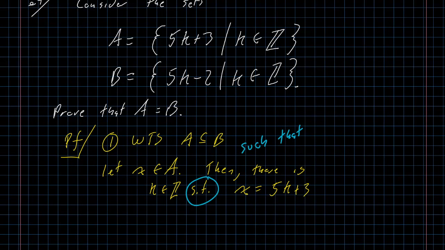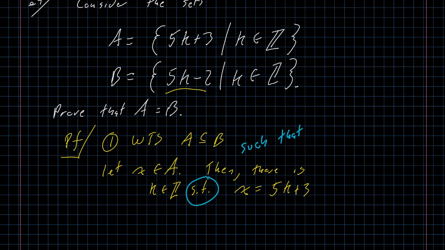And one of the things that is the most important to learn in a college math course is how to get past all of those abbreviations and actually write things down. All right, so we established that x is equal to 5k plus 3. And our goal here is to show that x is an element of set B, which means it has to be written as 5k minus 2.